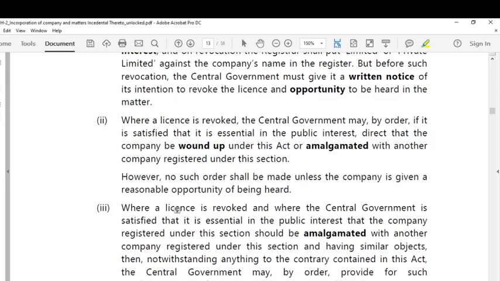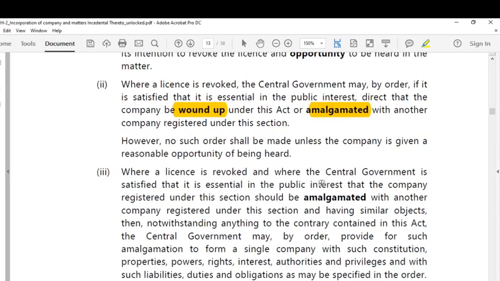way the revocation of license happens is that where the license is revoked, the central government may also order for winding up of the company. So the Section 8 company can be asked to wind up its business under the Act, or the central government can also ask it to amalgamate with another company which is registered under this section with the same objects. So the central government can revoke the license either by winding up the business of the Section 8 company or by amalgamating the Section 8 company with another Section 8 company with the same object.